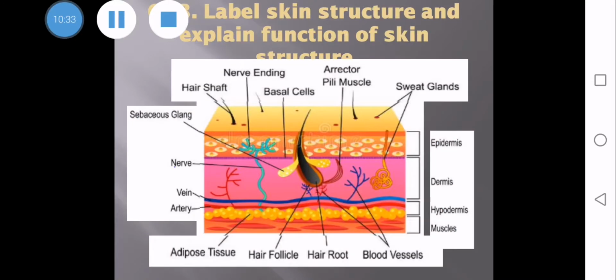Here you have to label the skin structure and also explain the functions of the skin structure one by one.